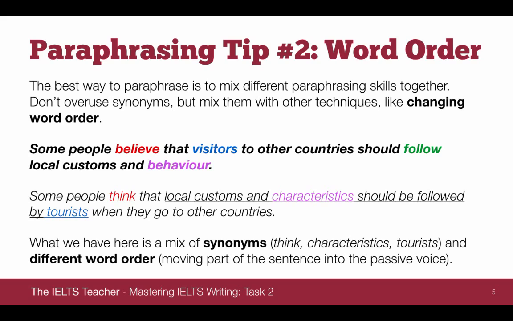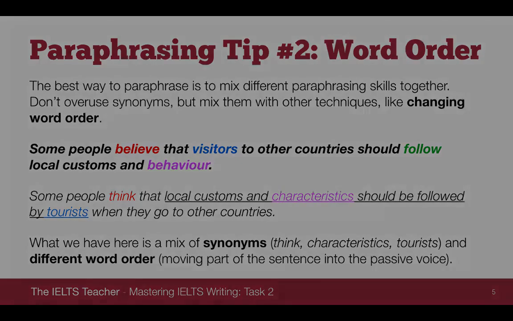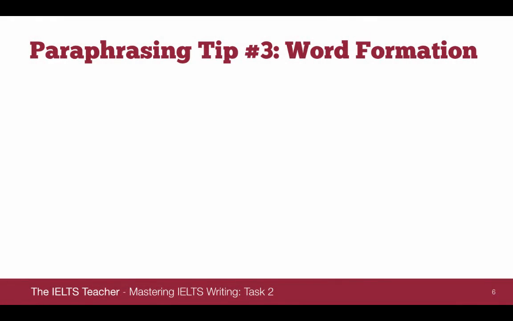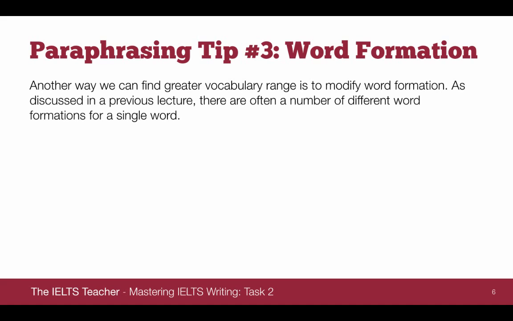English is fairly flexible, not entirely flexible, but fairly flexible. So think about how you can change word order when you're looking at your tasks. Right. Paraphrasing tip number 3, word formation. Another way we can find greater range is to modify word formation.